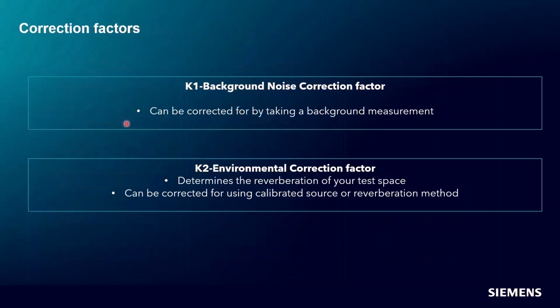So we're talking about the K1 and the K2 correction factors. K1 is called the background noise correction factor, and K2 is the environmental correction factor. We are going to look at these two shortly. By knowing what the background noise is, you can correct for the contribution of the background noise to the measured sound pressure. And similarly, for the K2 correction factor, you have to do a measurement for the reverberation in the room, and there are a couple of methods for doing that, but you have to account for that in the calculation.